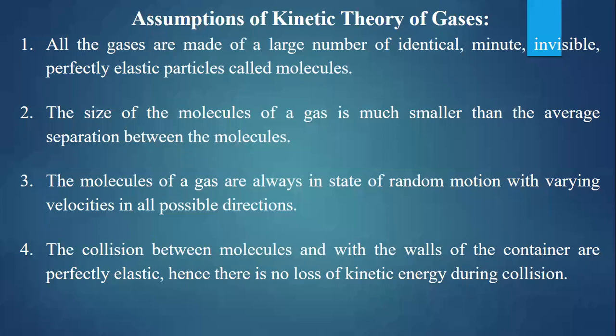Okay. So first point says all the gases are made up of large number of identical, minute, invisible, and perfectly elastic particles called as molecules. So what is the nature of the molecules? That is given by first postulate. So large number of identical particles are there. They are called as molecules. So all molecules are identical. Minute means they are very small in size. Invisible is also giving the nature of the molecule, that it is very, very small in size.